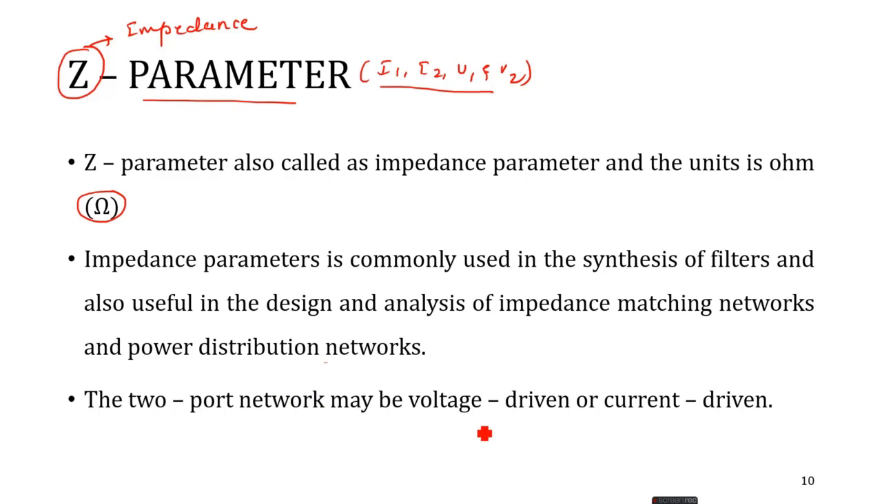The two-port network may be voltage driven or current driven. This is the two-port network. Here is port 1, with terminal 1 and terminal 2, and terminal 3 and terminal 4 form port 2. Here I1 current enters, I1 current leaves. Here I2 current enters, I2 current leaves.